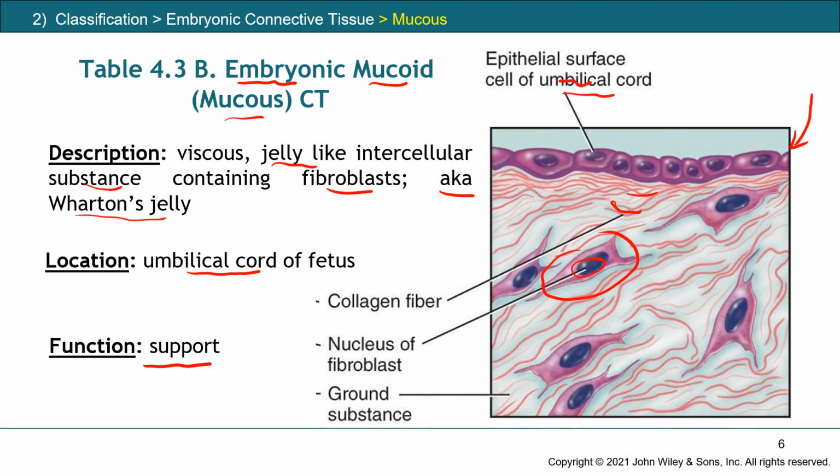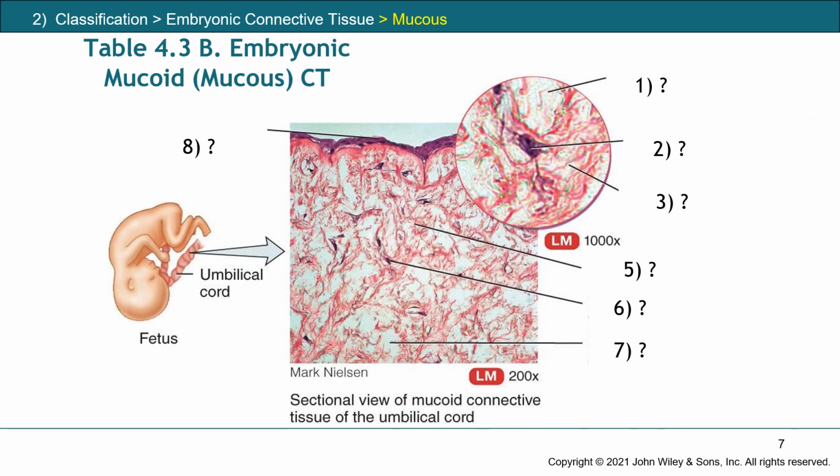Now I'm going to show you the picture from your textbook that shows the real picture of the umbilical cord. As usual, if you want, you can practice and stop the video, or I will give you the answers right away. So let's start. Number one, what do you see there? In red, you will see the fibers. In white, you will see all the things that are surrounding, so you will see the ground substance.